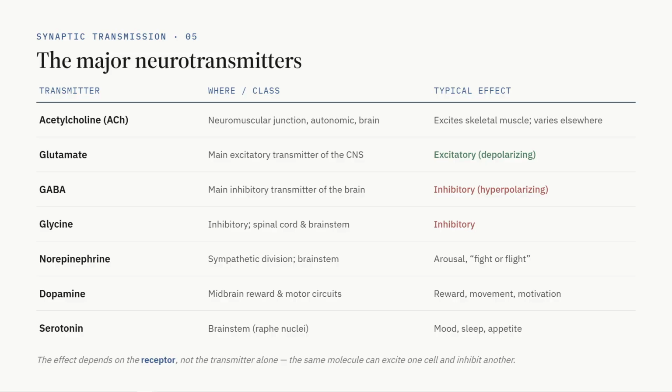Then the modulators: norepinephrine, tied to arousal and fight or flight; dopamine, central to reward, motivation, and movement; and serotonin, involved in mood, sleep, and appetite.